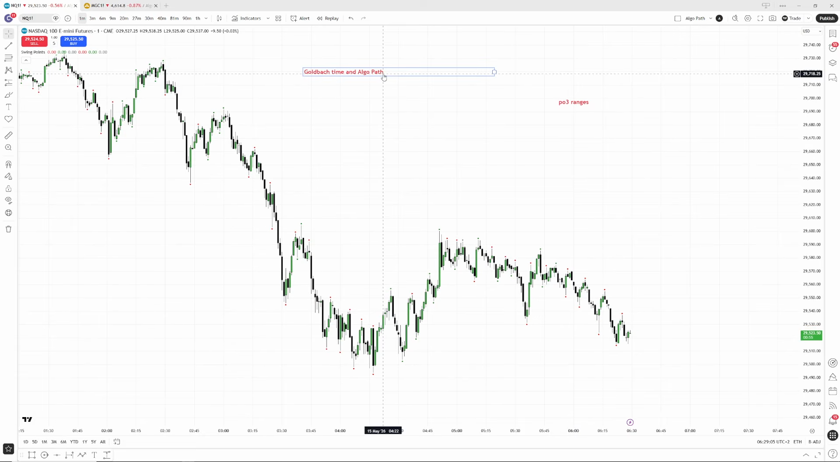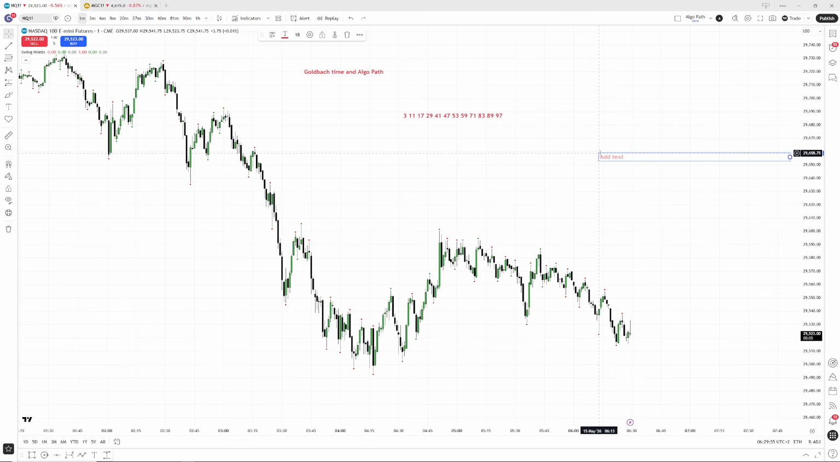Okay, so that's for my Indian friends. Let's learn the basics of Goldbach Time and Algo Path. As I said, if you want to understand the definition and all that, you need to go to Hopiplaka. For me, I know that these are Goldbach numbers, and I use this on the time axis to see whether the market uses these times to play support and resistance. That's all.